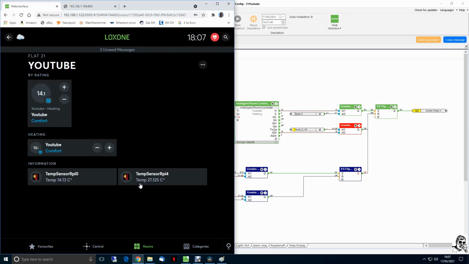If we go to the web page and the comfort temperature, now we need to lower it. We lower it underneath 14 and everything is off. Increasing, on. Decreasing, off. Now it's reacting very well.